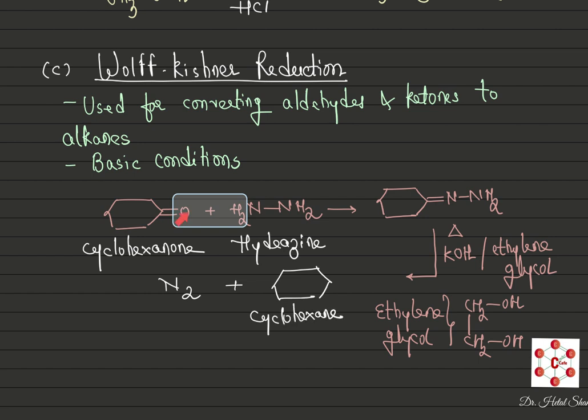So oxygen always comes out in the form of water, like it came out here. It is replaced by two hydrogens, making a cyclohexane. All good?